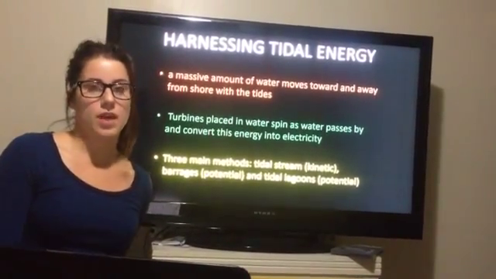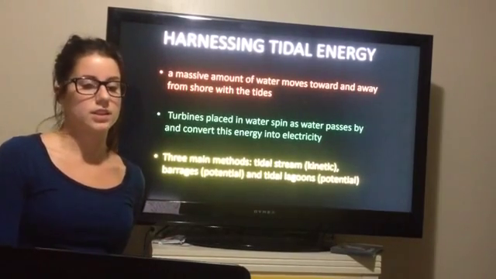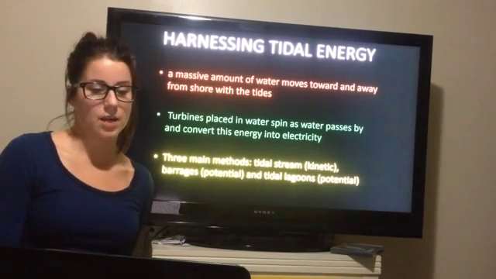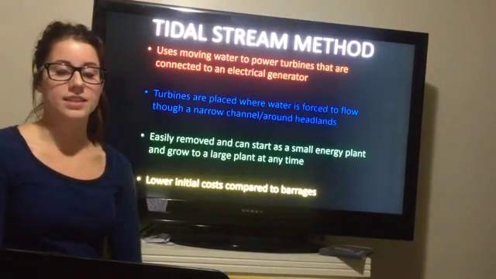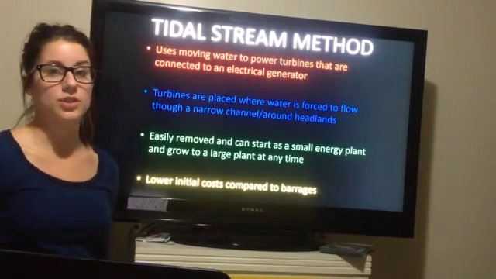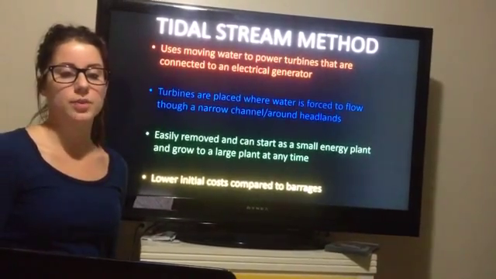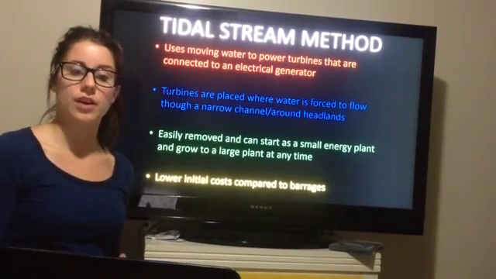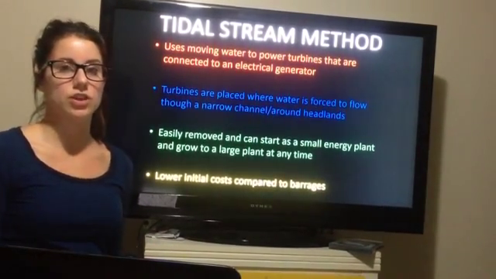Currently, there are 3 main methods of tidal power plants: tidal streams, tidal barrages, and tidal lagoons. The tidal stream method uses moving water to power turbines that are connected to electrical generators. These turbines are strategically placed where water is forced to flow through a narrow channel or around headlands because tidal currents are the strongest here.